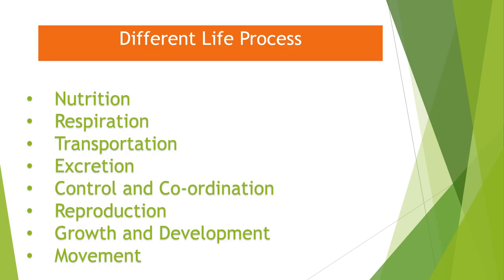Next one is control and coordination. Control and coordination means proper synchronization between the different organs of the body. A proper synchronization is taking place between the different organs of the body. That is called control and coordination.